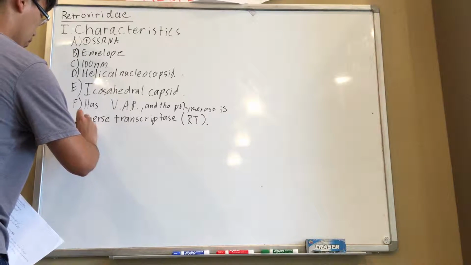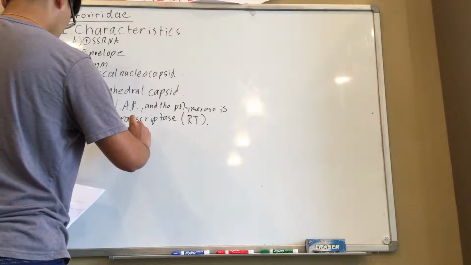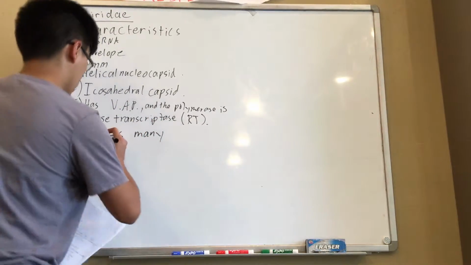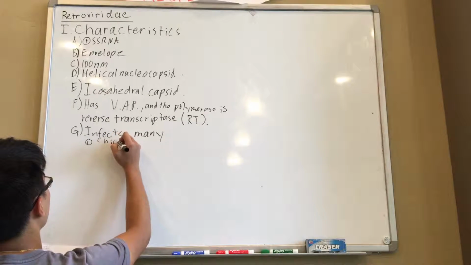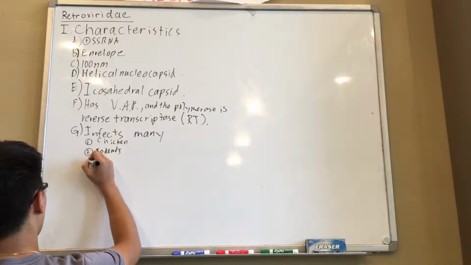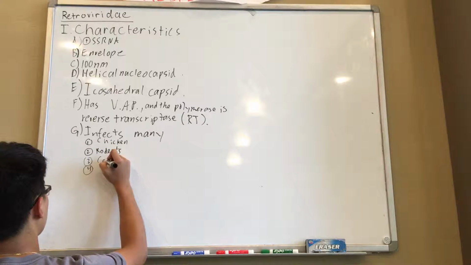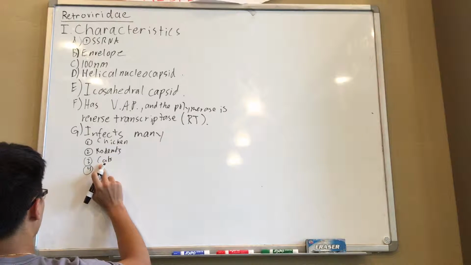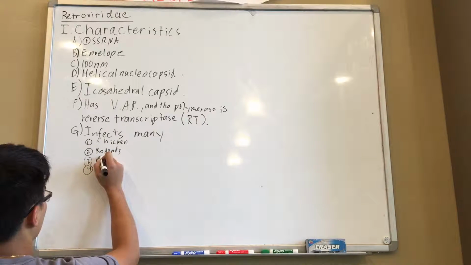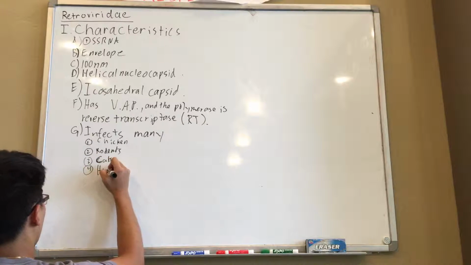Next thing to know about it: it infects lots of stuff. It affects many groups. These groups include chickens, rodents, cats, or scientifically felines, and humans. In terms of ordinary speech, it's cats and humans.